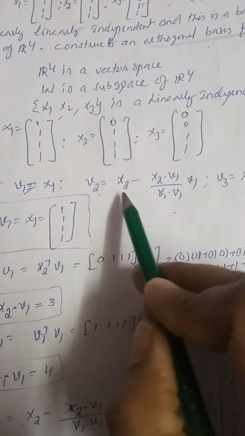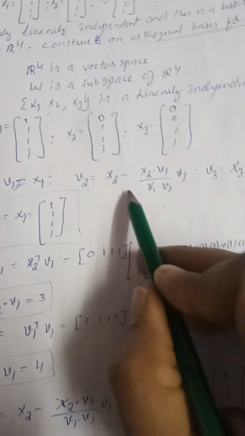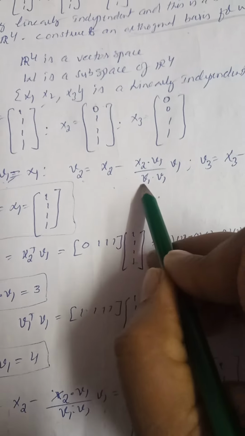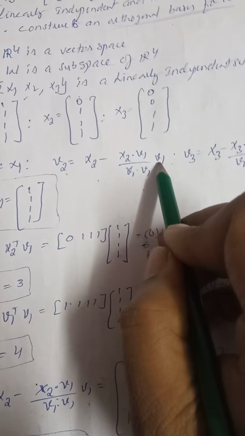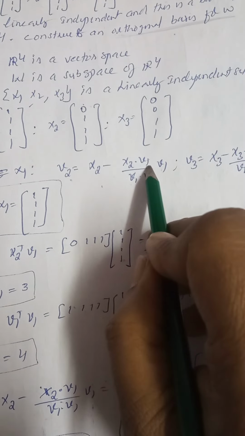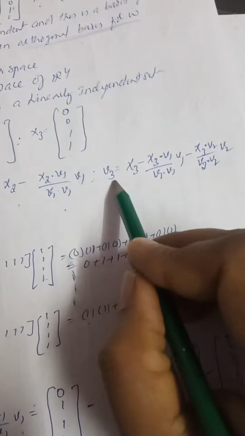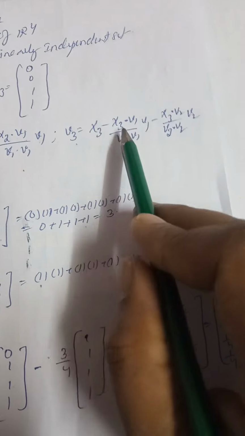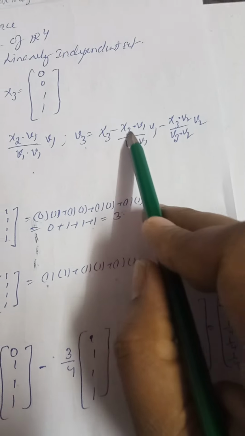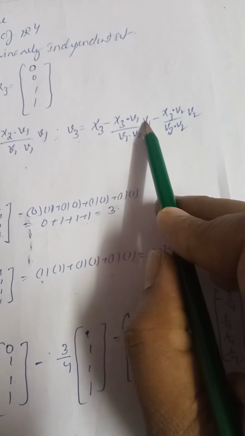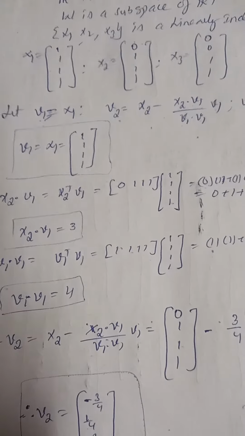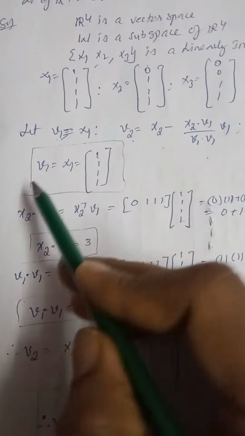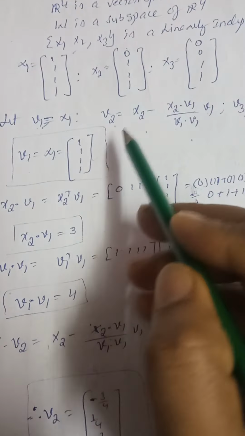What is v2? v2 is nothing but x2 minus x2 dot v1 by v1 dot v1 into v1. In the first problem, I wrote x1 in the place of v1. Okay. Now, next v3. v3 is equal to x3 minus x3 dot v1 by v1 dot v1 into v1 minus x3 dot v2 by v2 dot v2 into v2. Now, we have to calculate v1, v2, v3. What is v1? It is nothing but x1, as it is. Got it.